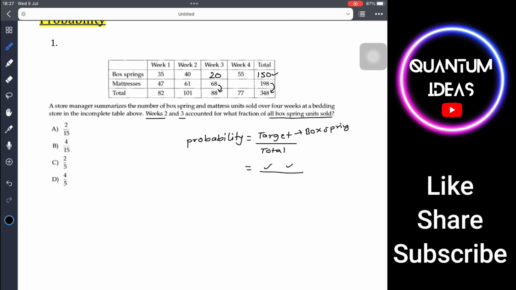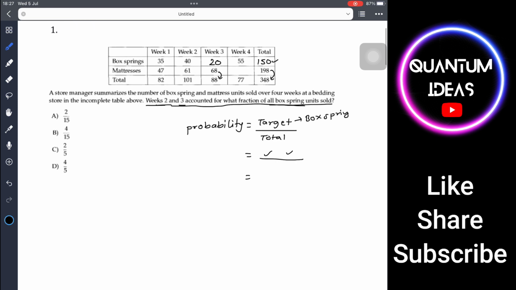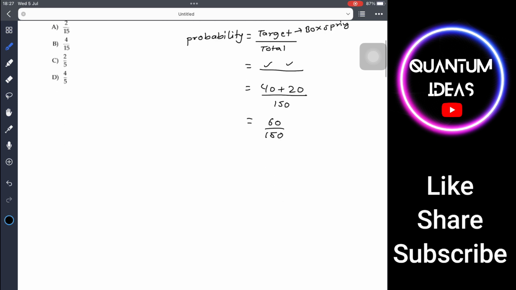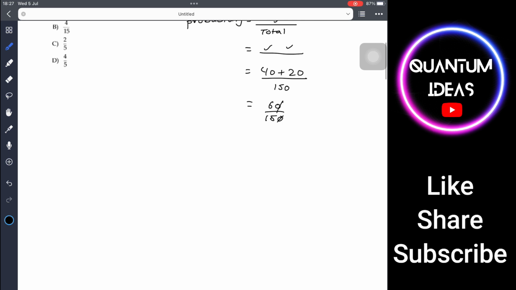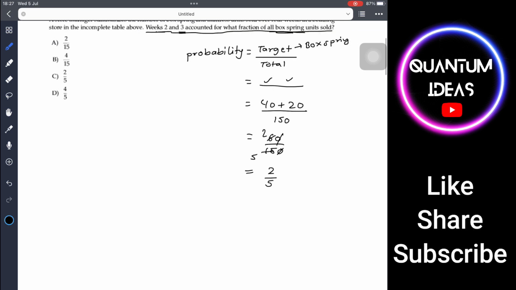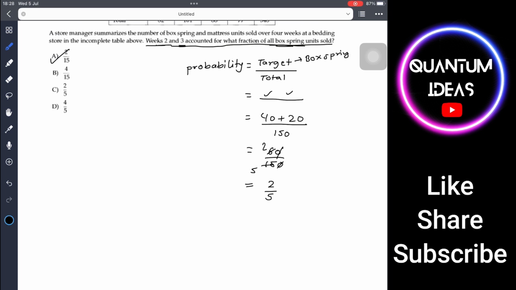Now, week 2 and week 3 account for what fraction of all box springs sold? The units of box springs sold in week 2 was 40, plus in week 3 it was 20, divided by the total of all box springs sold, which was 150. So this is equal to 60 over 150. You can use your calculator and find the ratio, or you can do it directly. This is 3 times 5... sorry, this is 2 over 5, your probability. So 2 over 5, choice C is your answer.